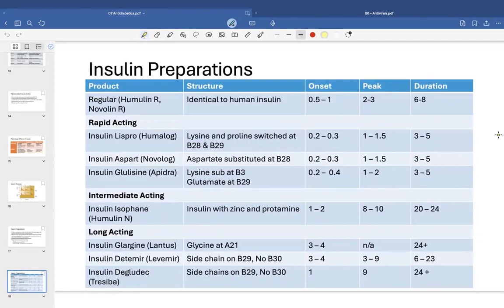Regular insulin, branded as Humulin R, which is an Eli Lilly product, or Novolin R, which is a Novo Nordisk product. Both are therapeutically basically the same. They're identical to human insulin. They're made from recombinant DNA technology, and their amino acid sequence is the same as human insulin. The kinetics of regular insulin give about a 30 to 60 minute onset. After administration, it will begin to lower blood sugar within 30 to 60 minutes. Its effects will peak in about 2 to 3 hours, and its overall duration will wear off at around 6 to 8 hours.